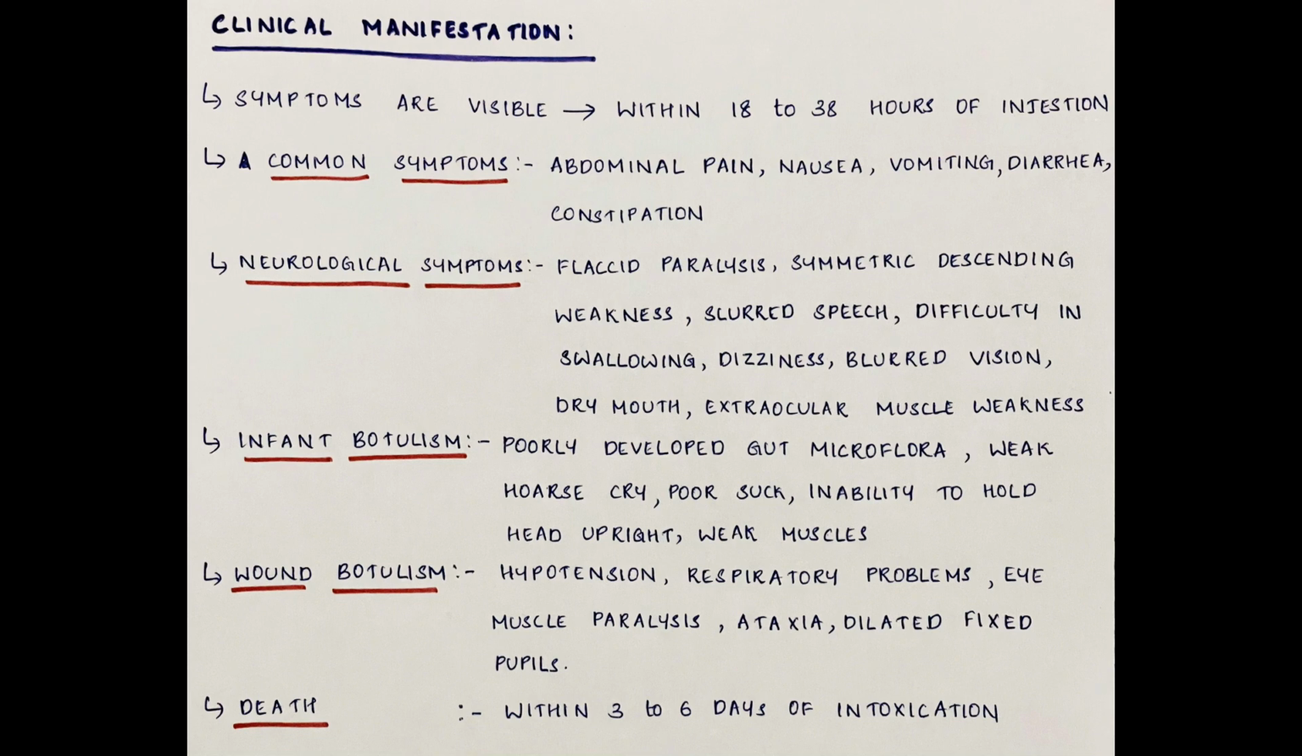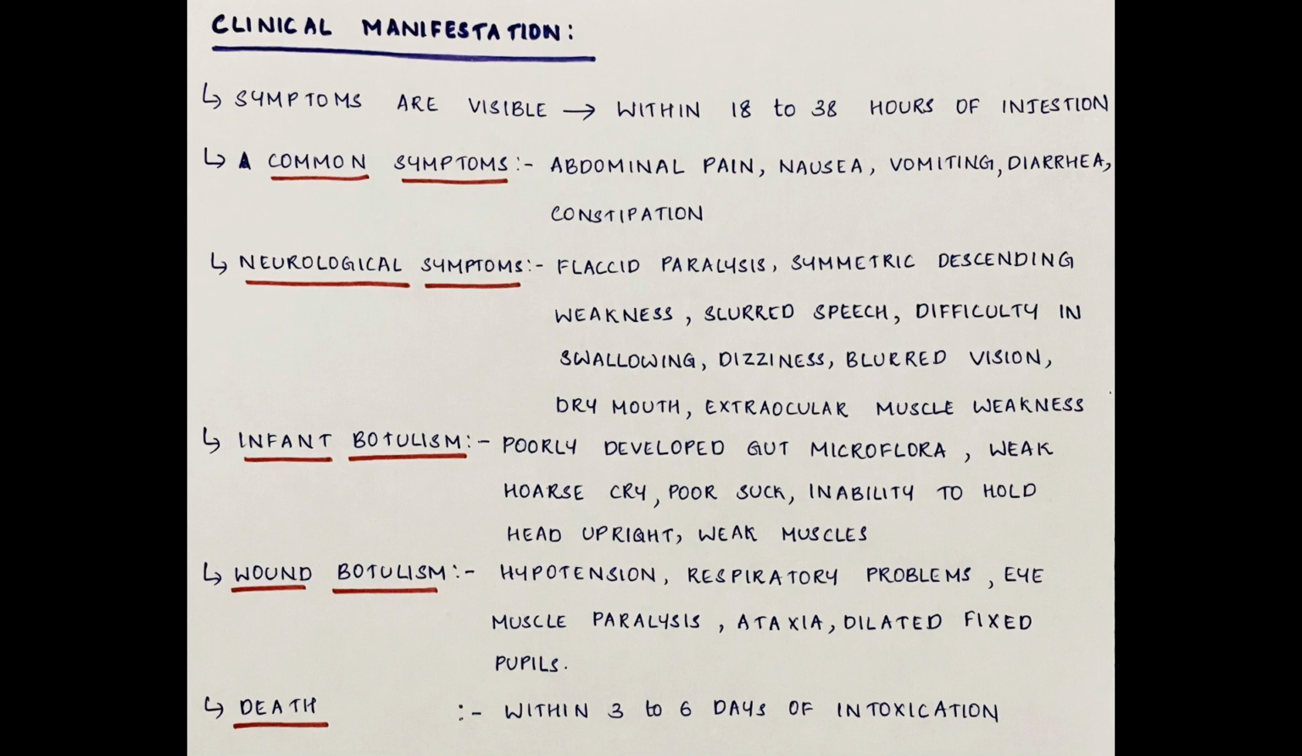In infant botulism, babies under 1 year are most affected, and they have a poorly developed gut microflora where the toxins are formed in the intestine. Symptoms like weak hoarse cry, inability to hold their head upright, poor suck, and weak muscles may appear.